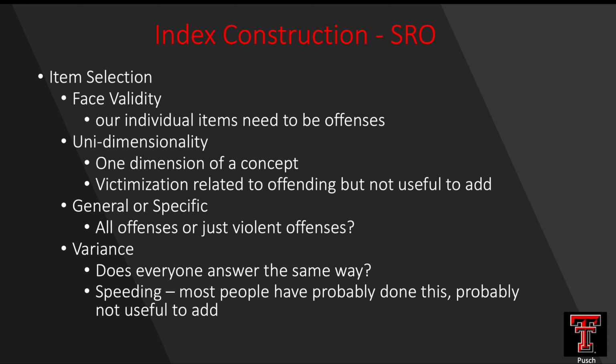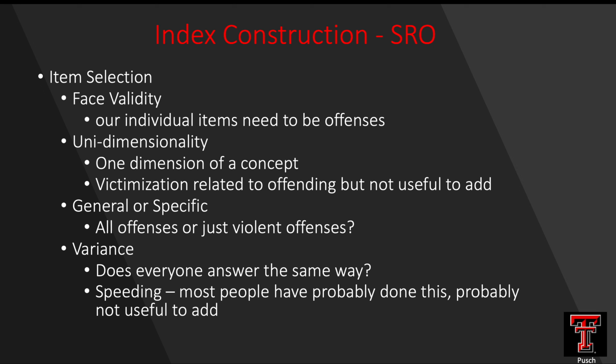And finally, variance. Does everybody answer in the same way? If so, you don't need to include that item in your index. So for example, if we're asking our sample, in our delinquency sample, whether they have driven more than 1 mile over the speed limit ever. Well, most people probably have. Maybe not kids if they're not driving yet, but adults probably. So it's probably not going to be useful to add.